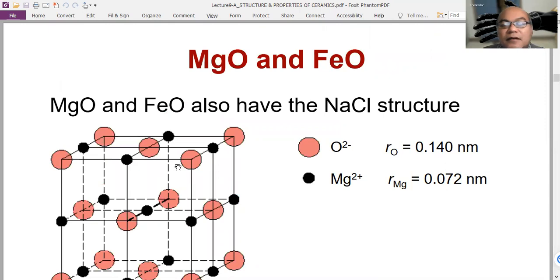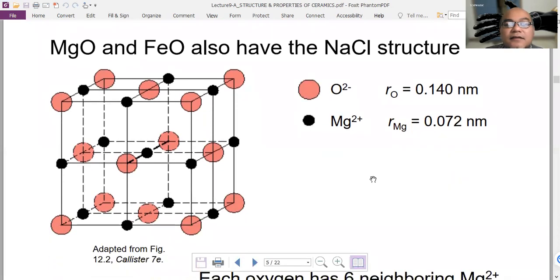Then other ceramics which have a similar structure to the sodium chloride compound are magnesium oxide and iron oxide. As we see here, the m and p are 1 and 1. Yeah, magnesium 1, oxygen 1, because magnesium releases 2 electrons, but oxygen also captures 2 electrons. So that's why they have charge neutrality. The net charge is 0.